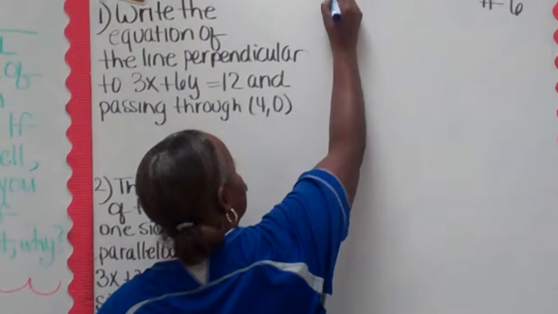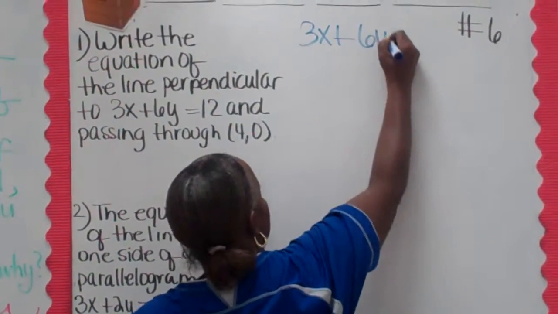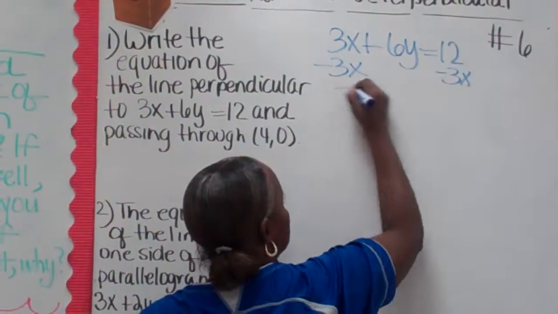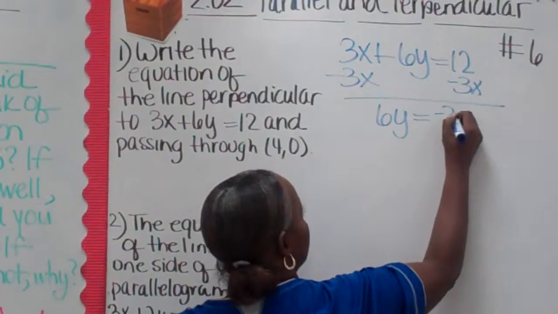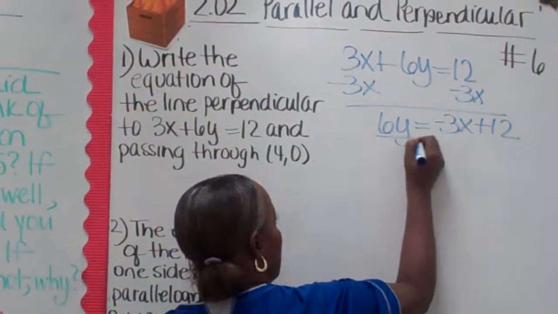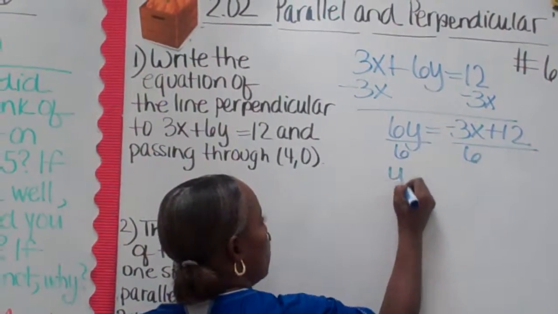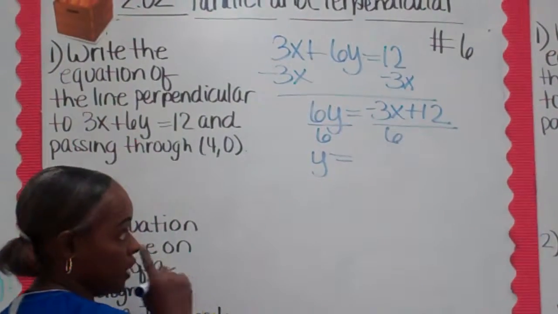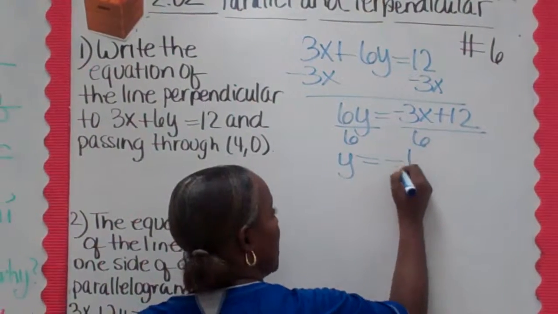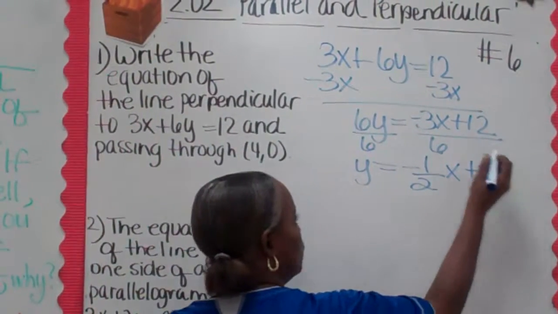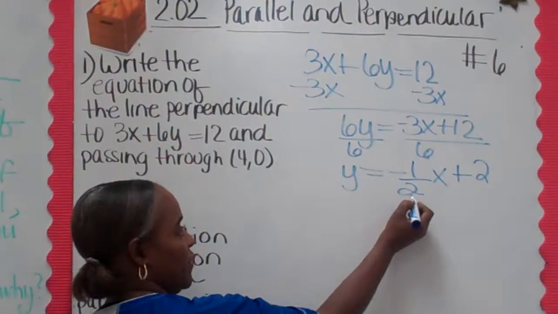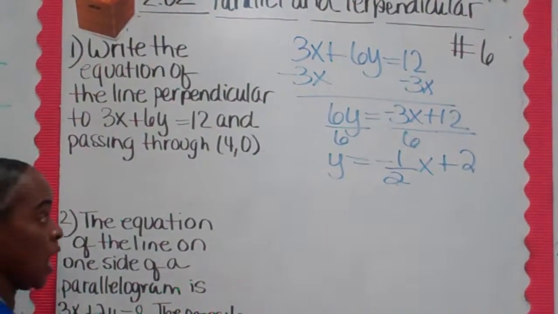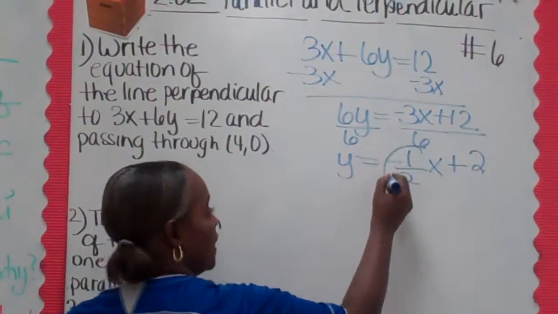So, let's take 3x plus 6y equals 12. We're going to solve for y by subtracting 3x. We get 6y equals negative 3x plus 12. Then we're going to divide by 6. So y is equal to negative 3 over 6, which we can reduce and separate. We can make it negative 1/2 x plus 2. This fraction will reduce to negative 1/2, and 12 divided by 6 is 2. That means that the slope of the old line is negative 1/2.